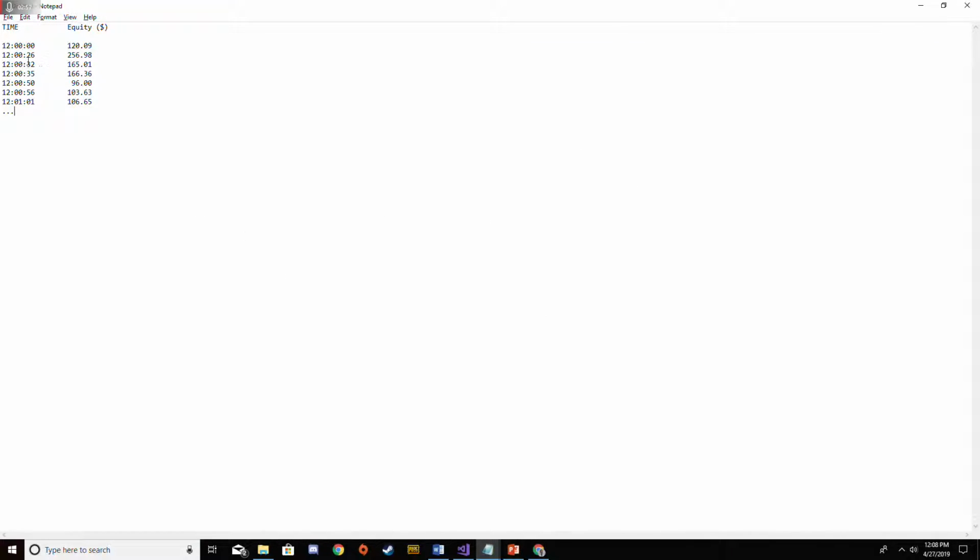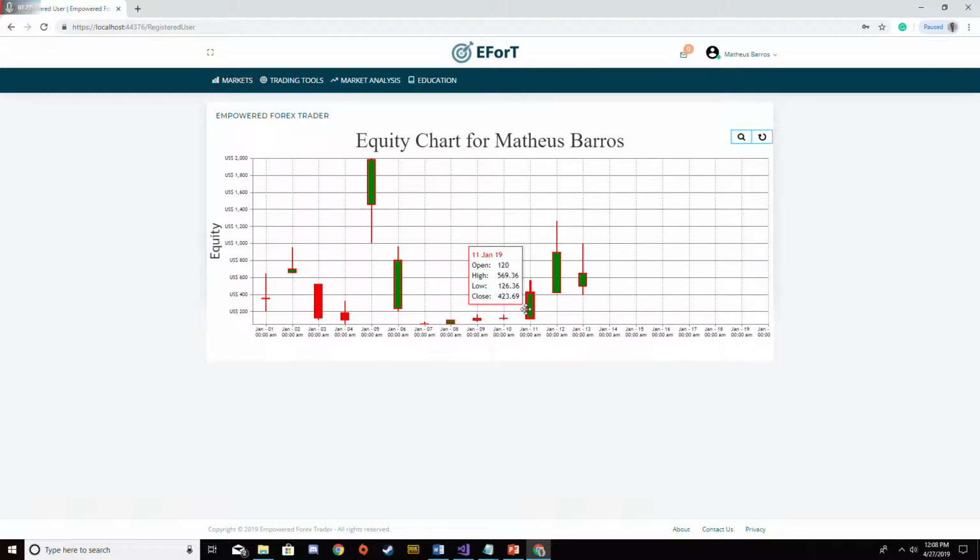So, for example, at 12 o'clock, it was said that your equity was worth 120 and 09 cents. What does that mean? That it's your open value. So I'm going to write here: open. It's the first value received. It's 120.09.